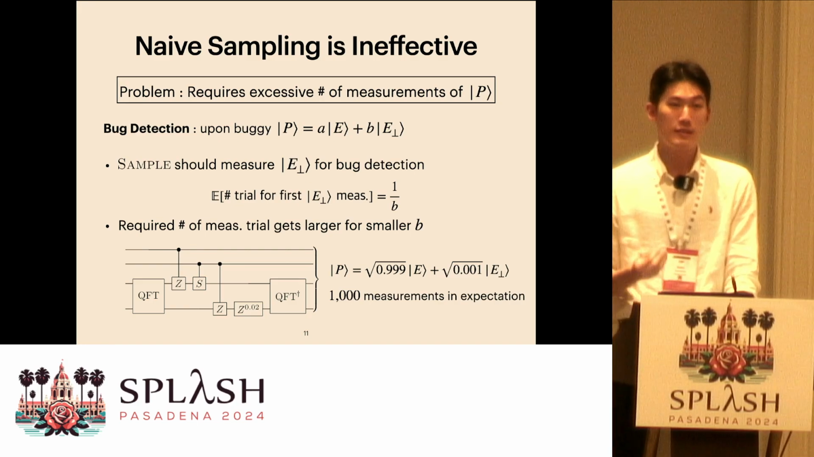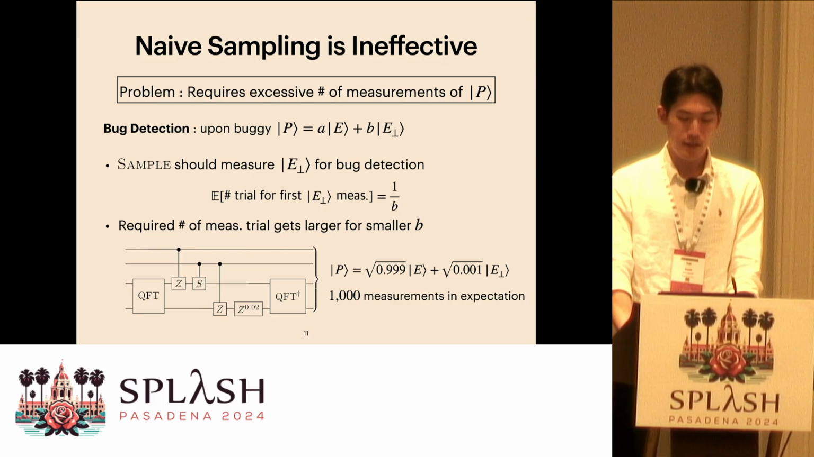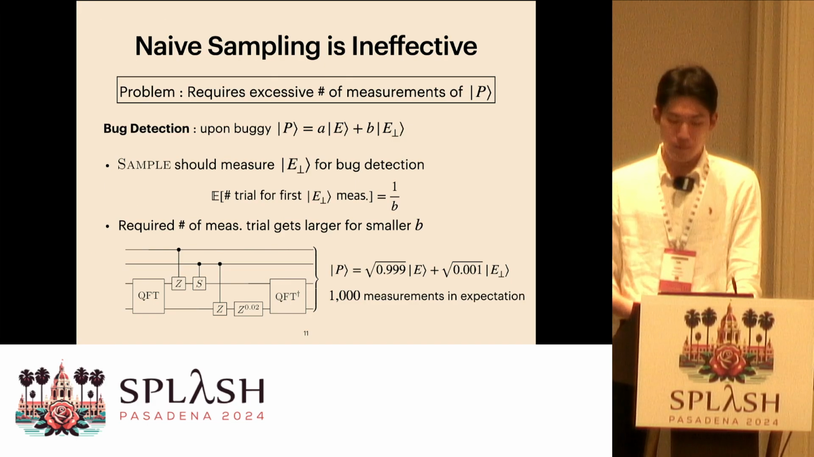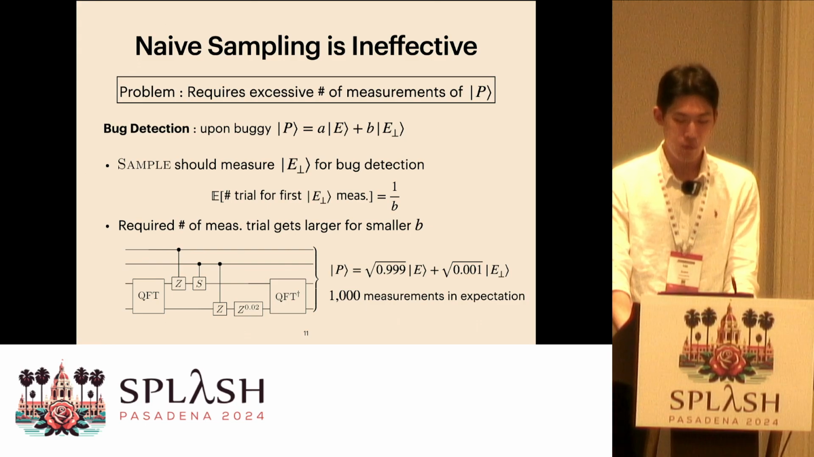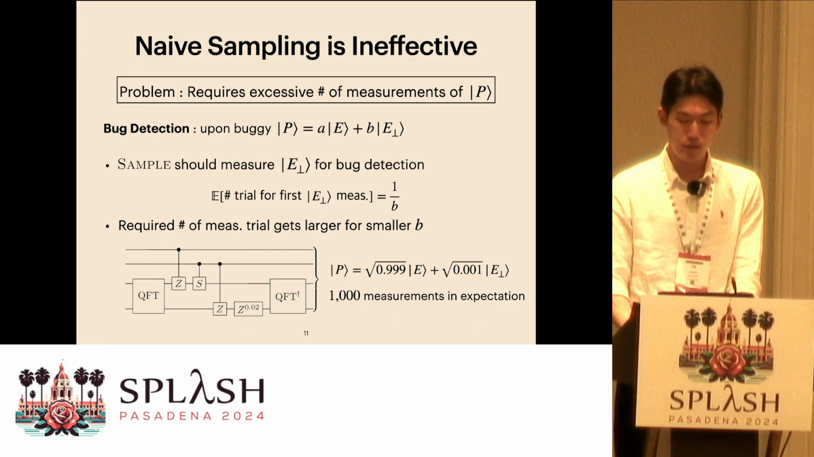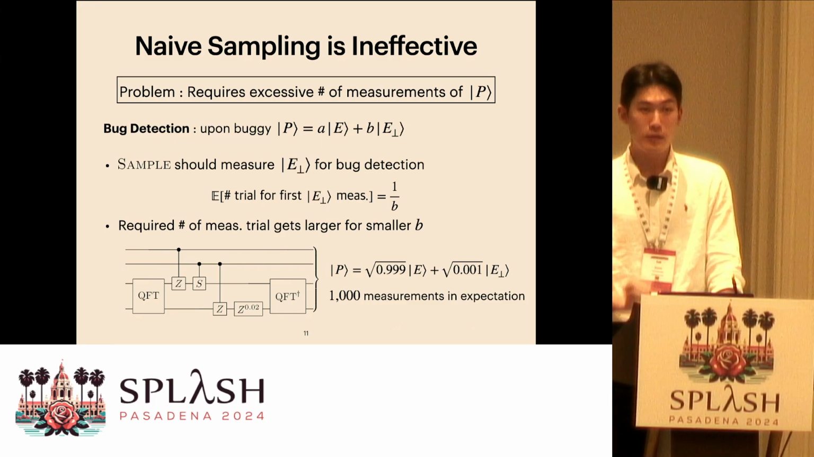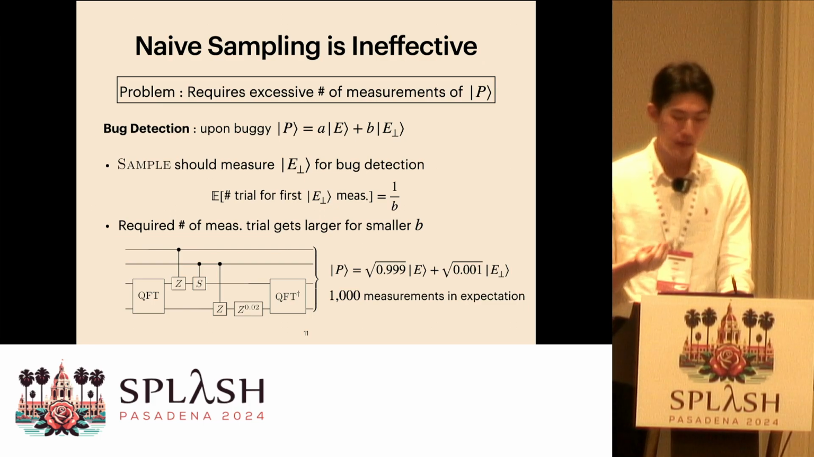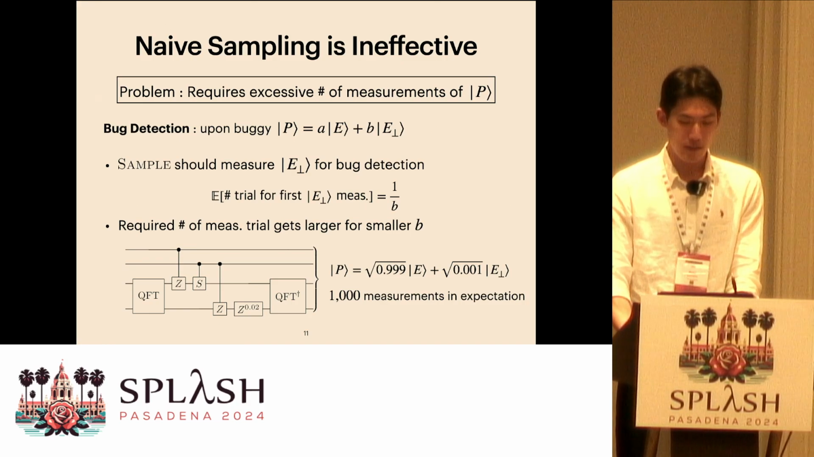Therefore, this naive sampling method requires an excessive number of measurements. To detect a bug, we need even more measurements as the value of β decreases. For instance, in this quantum program, where we introduced a buggy gate, to detect the |e⊥⟩ state, we need an average of 1,000 measurements. Here, measurements refer to the number of times the quantum program must be executed, which means the circuit must be run 1,000 times.